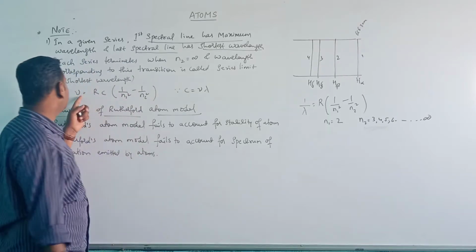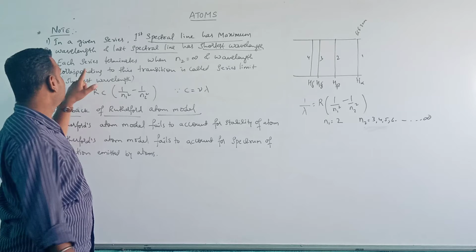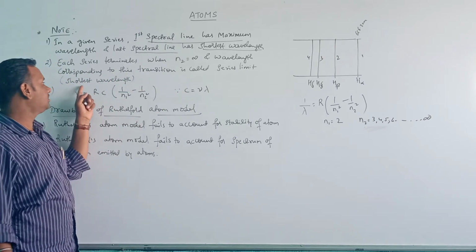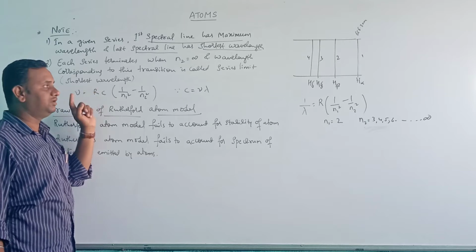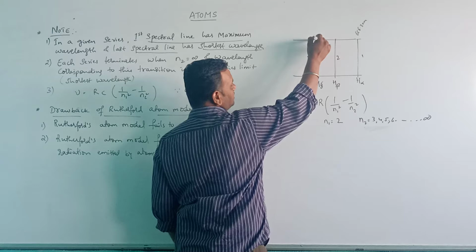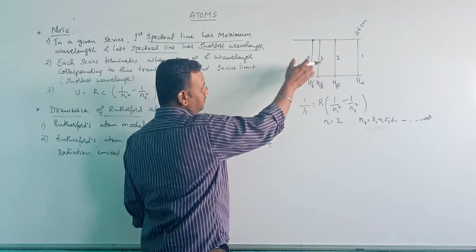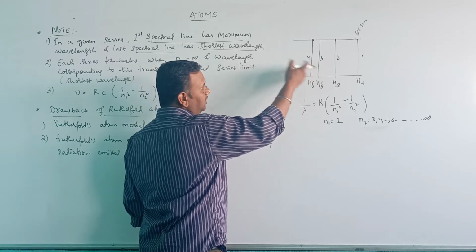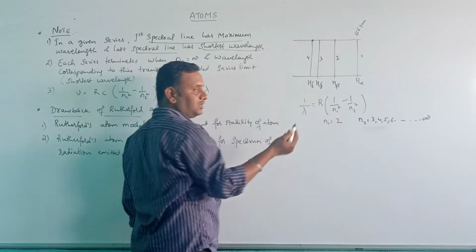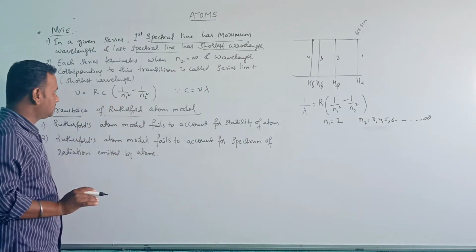So that is what we say: each series terminates when n2 is equal to infinity, and the wavelength corresponding to this transition is called the series limit, or you can say it has the shortest wavelength. This one is the least wavelength here. If we go further, where it terminates, the wavelengths are in decreasing order, which I explained in the last class also.